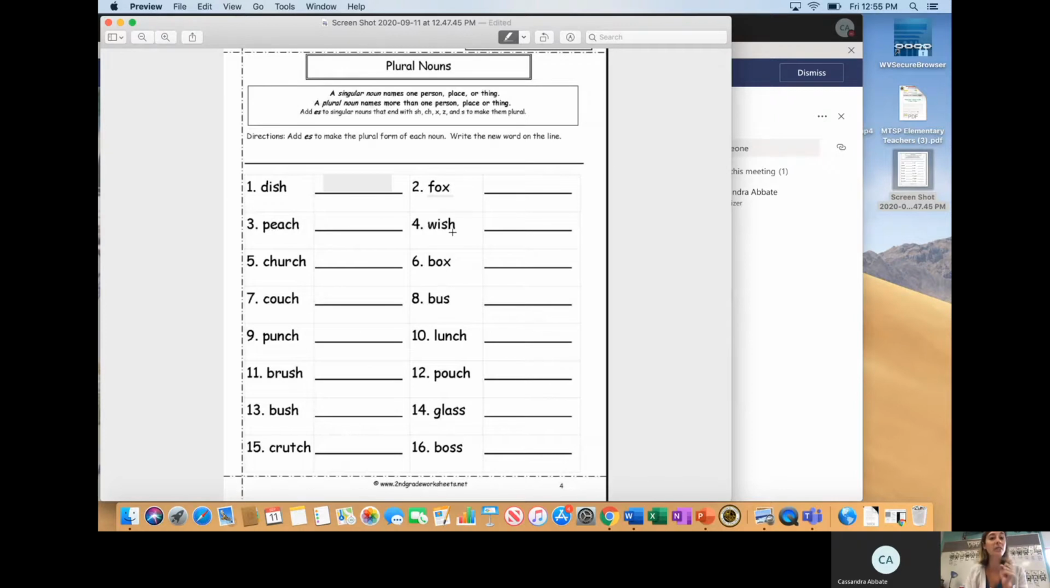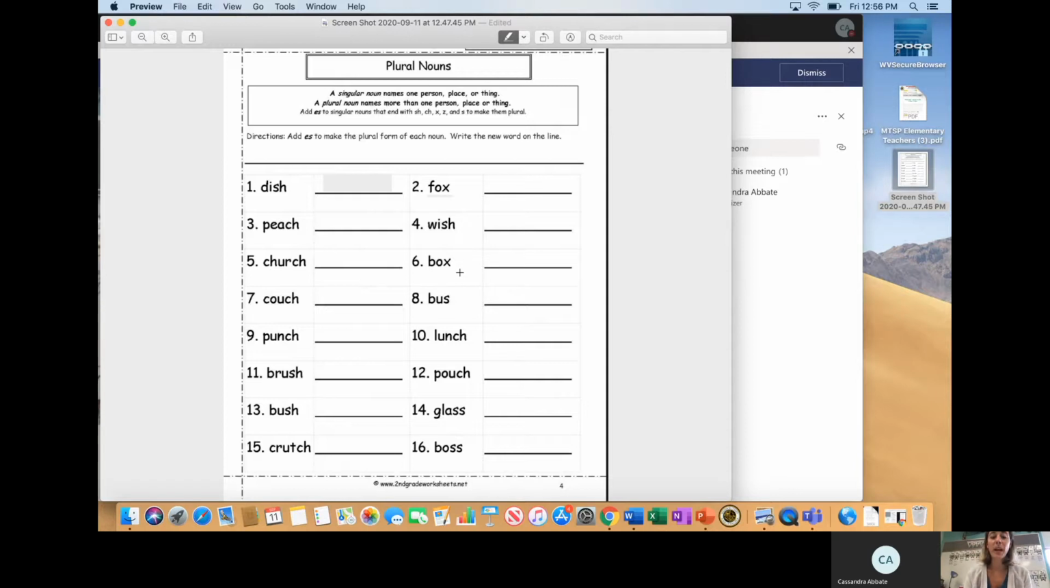Go ahead and do wish. You write it down. You add the plural ending. What do you add to the end of wish to make it plural? Yes. Very good. Do you see a pattern here so far? Number 5. We already did this one, so I hope you remember from lesson 1. Church. If you want more than one, what do you add to the end of it? Go ahead. Do it now. What do you add to the end of church to make it plural? E-S. Very good.